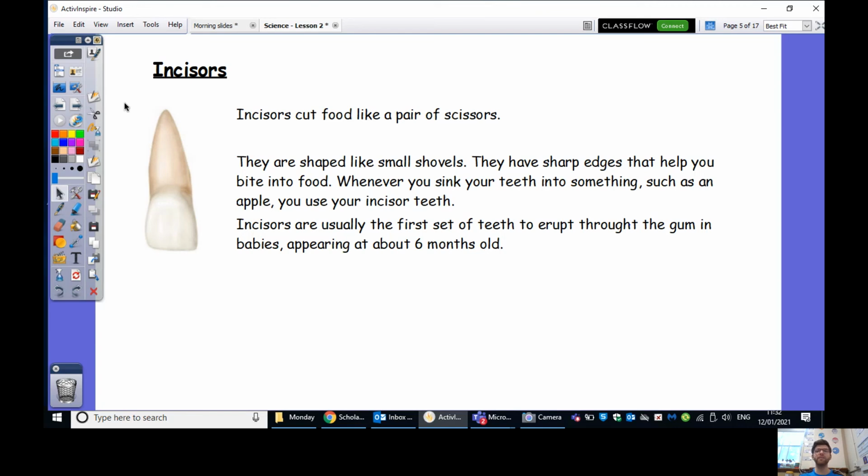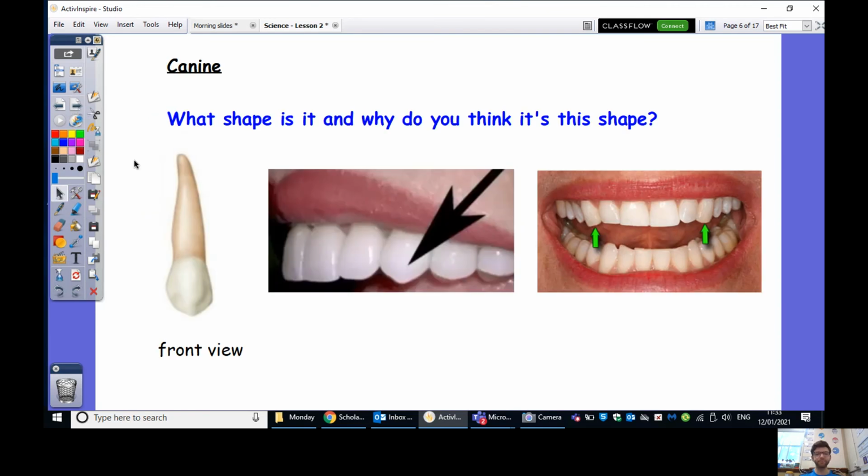And incisors are usually the first set of teeth to come through the gum as babies, appearing at about 6 months old, so half a year old. That's when your incisors, your cutting teeth, are going to come through. And that's because they're going to help you eat the most basic kinds of food. So incisors are used to cut food.